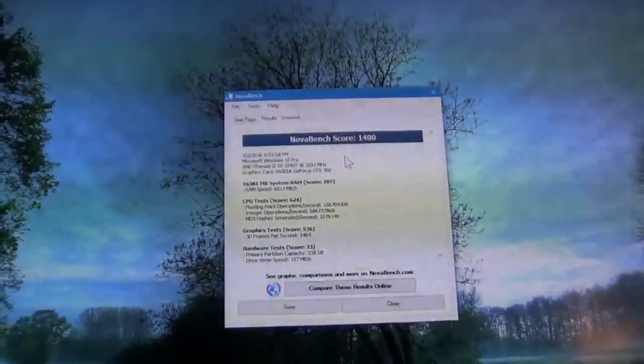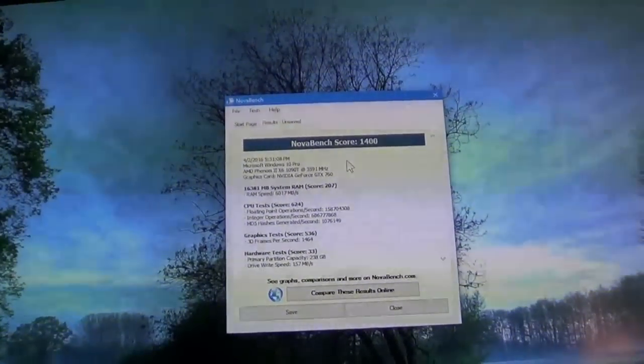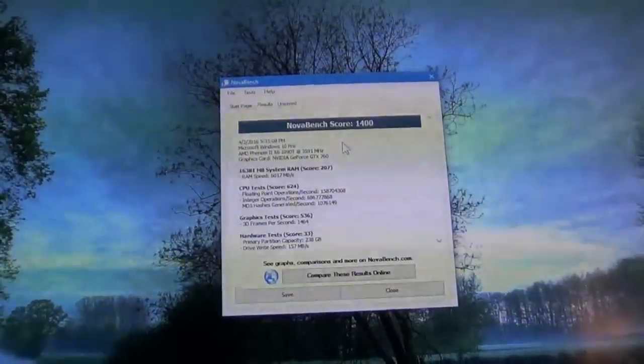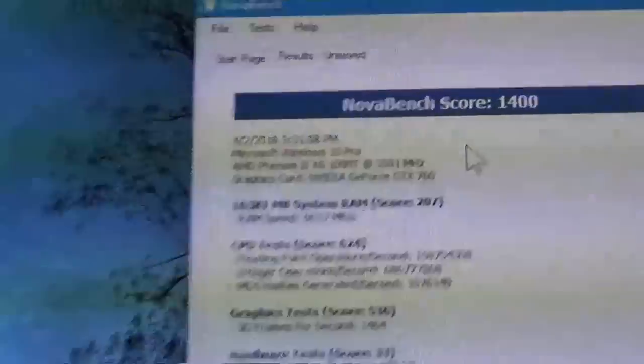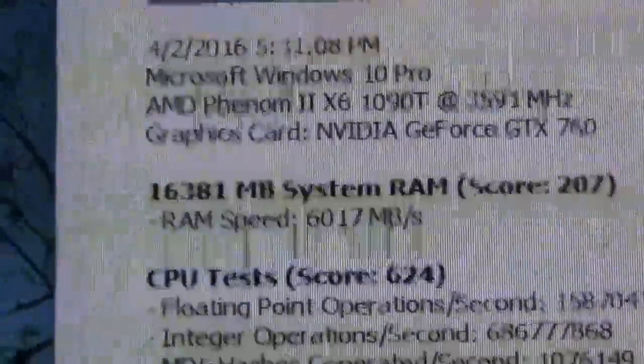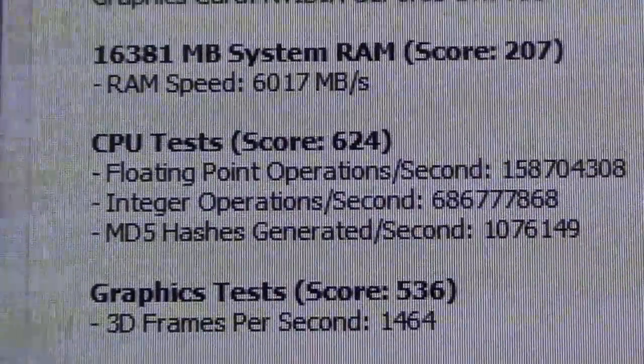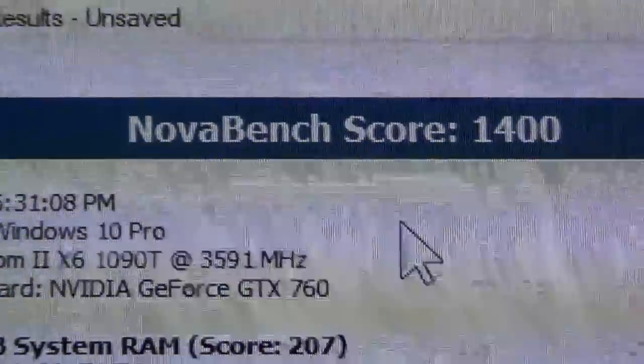What's the score? 1400! It's a new record! If this is stable, we have finally broken the 1400 mark, even though Windows 10's graphics performance on NovaBench is gimped.